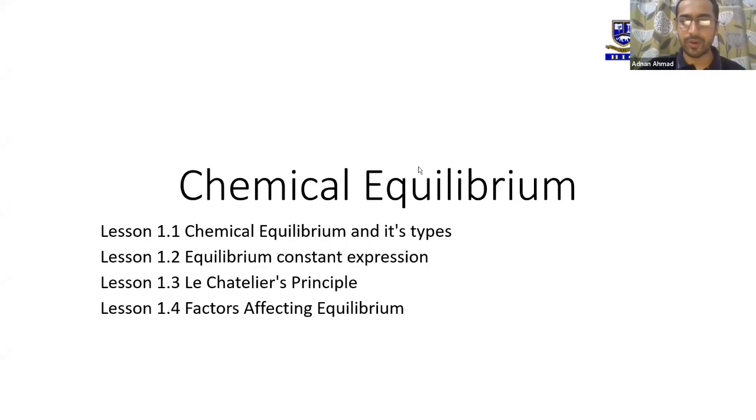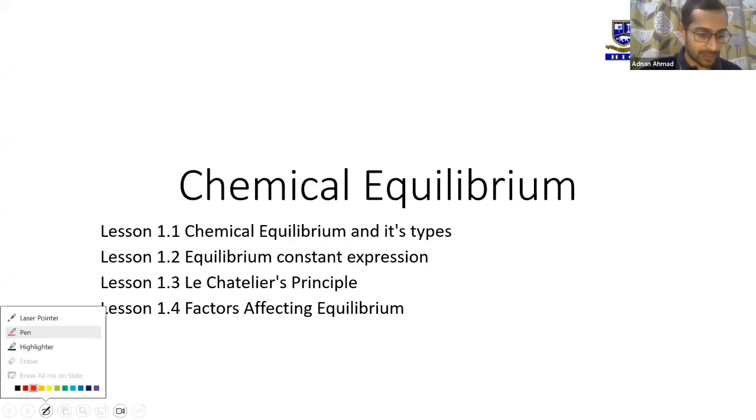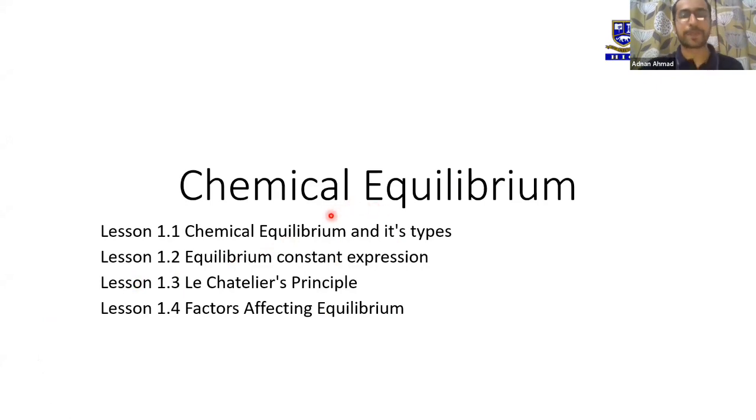Equilibrium. So I'm sure you guys can see the screen, and today we will learn about chemical equilibrium, and we will discuss 4 topics related to chemical equilibrium. And the first one is, let me just grab my laser pointer. All right. So the first one is chemical equilibrium and its type. We will discuss how many different types of chemical equilibrium there are, and what we actually mean by chemical equilibrium. And the second lesson for today will be chemical equilibrium and equilibrium constant expression.